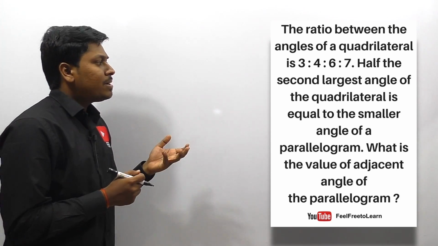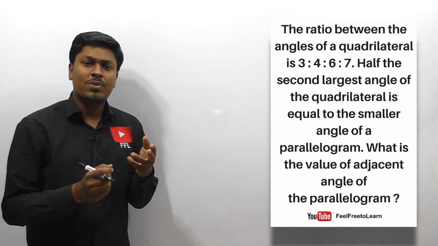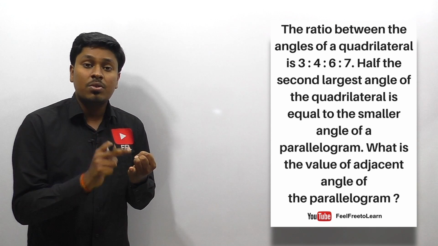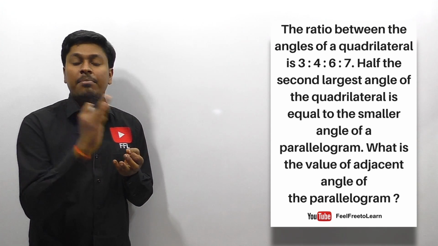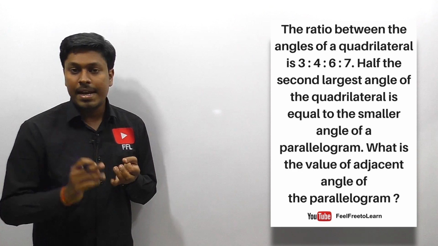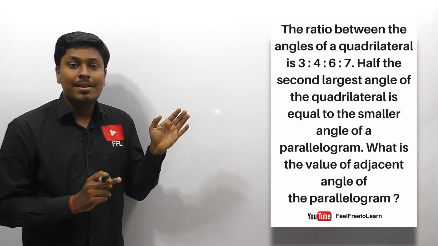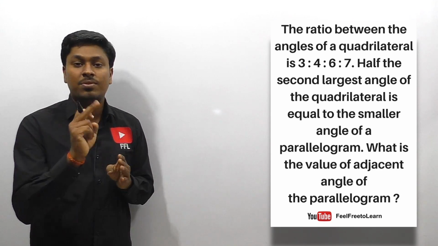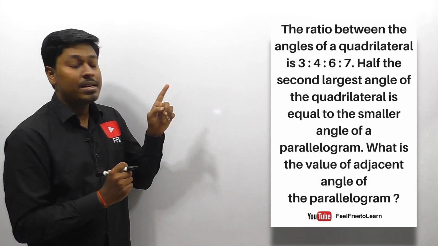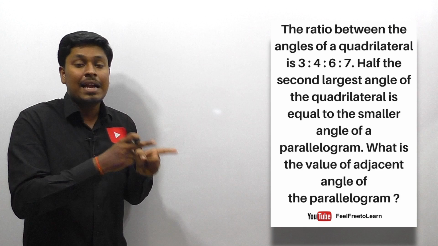So friends, always remember that while solving set number 2, we have solved many different questions based on quadrilaterals and also triangles, right? A triangle has 3 angles, and the sum of the 3 angles should be equal to 180 degrees. And a quadrilateral has 4 angles, so the sum of the 4 angles is equal to 360 degrees. Friends, in this question number 11, they are talking about a quadrilateral and a parallelogram.